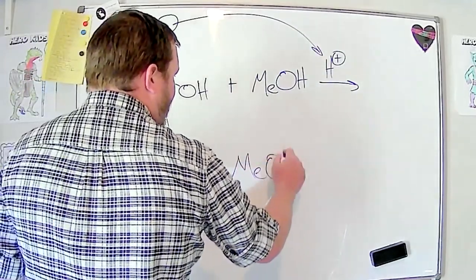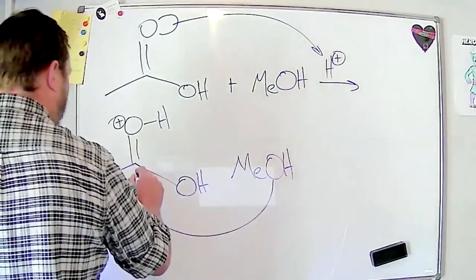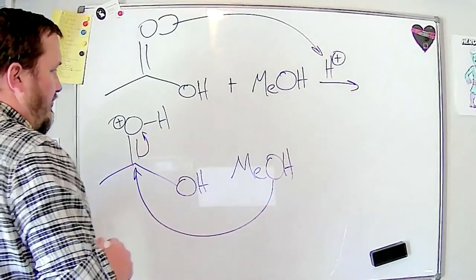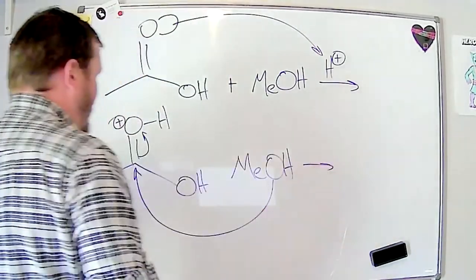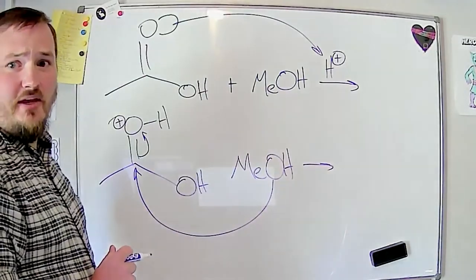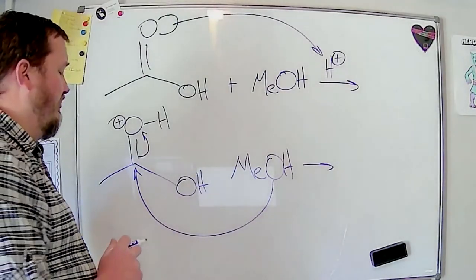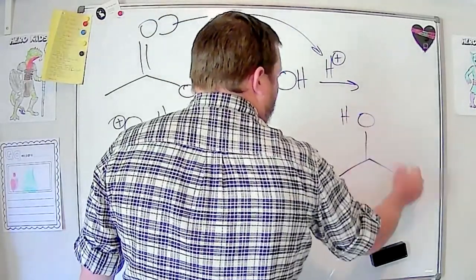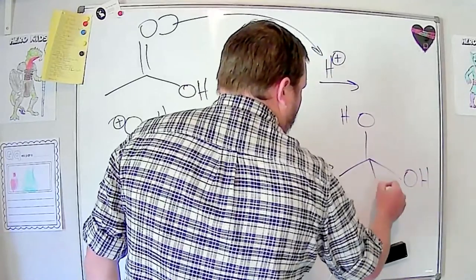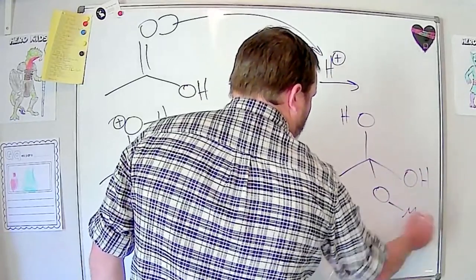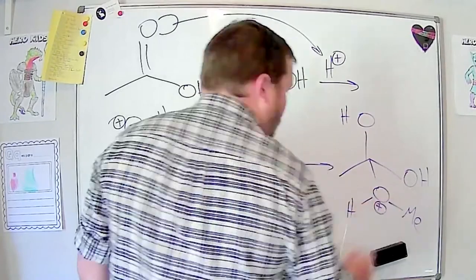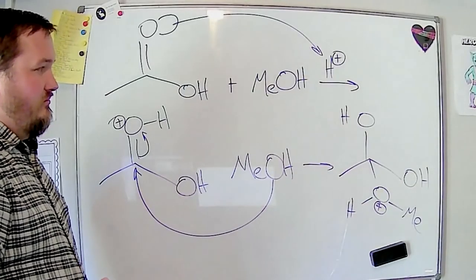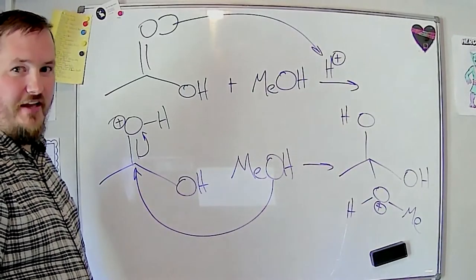Then your methanol can act as a nucleophile, and you can break that pi bond. You're going to wind up with what looks to be a fairly stable intermediate where everything's almost neutral. You get a diol with a methanol attached to it.